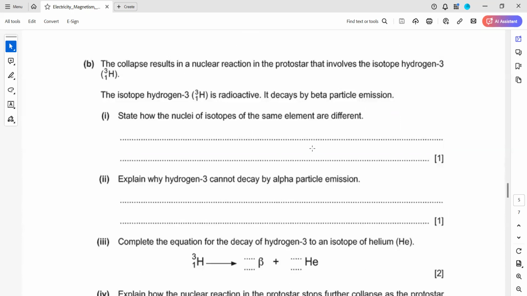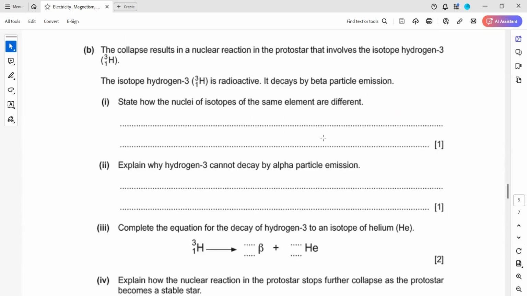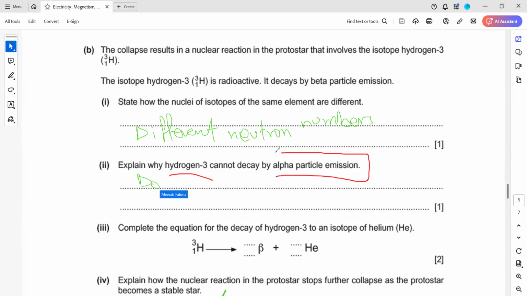The collapse results in a nuclear reaction in a protostar that involves an isotope of hydrogen, hydrogen-3 (3,1). Hydrogen-3 is radioactive. It decays by emitting beta emission. State how the nuclei of isotopes of the same element are different. They will have different numbers of neutrons in the nucleus. Explain why hydrogen-3 cannot decay by alpha emission. Why can it not emit alpha?